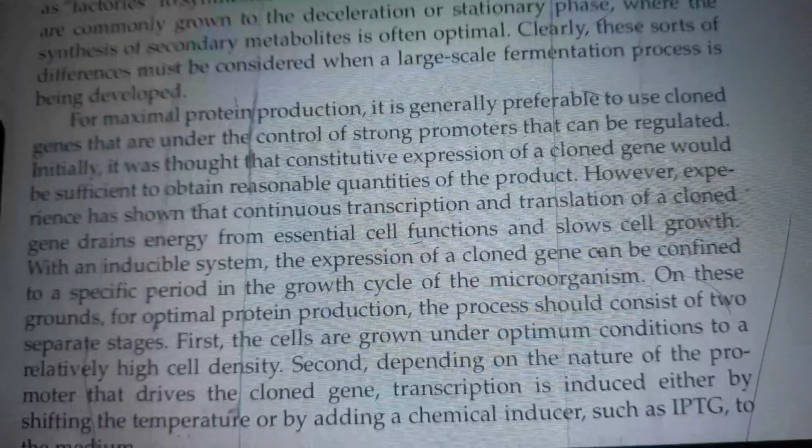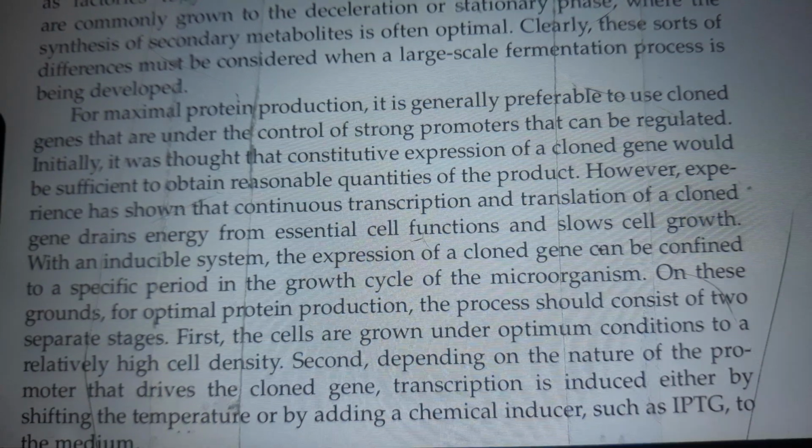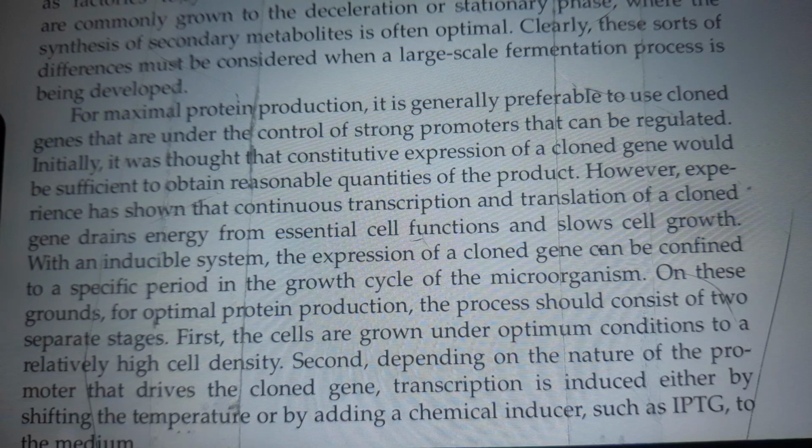For maximum protein production, it is generally preferable to use cloned genes that are under the control of strong promoters that can be regulated. Initially, it was thought that constitutive expression of a cloned gene would be sufficient to obtain reasonable quantities of the product. However, experience has shown that continuous transcription and translation of a cloned gene drains energy from essential cell functions and slows cell growth.